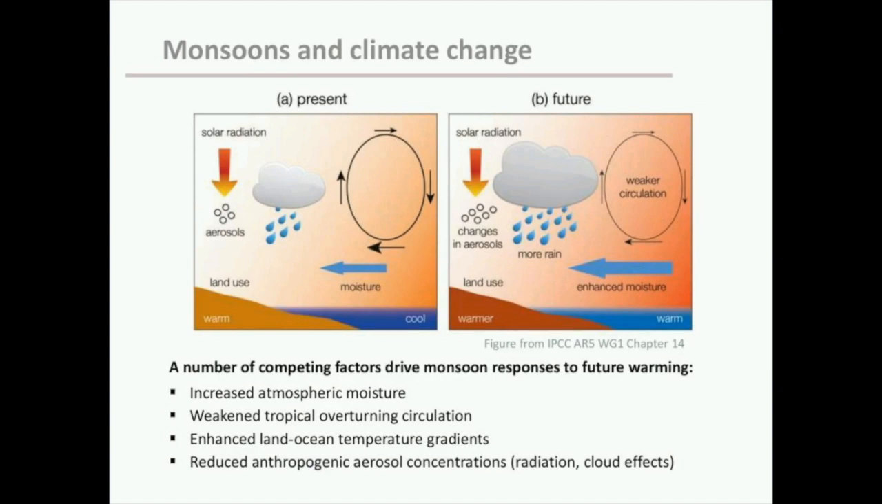We expect an enhanced land-ocean temperature gradient because the land will warm more than the ocean surface. And we also consider the role of changes in aerosols, which may have effects on both radiation and clouds. So, as in many other aspects of climate change, it is a complex situation where we have competing factors. Some would favour a stronger monsoon in a warmer climate, and some would favour a weaker monsoon.